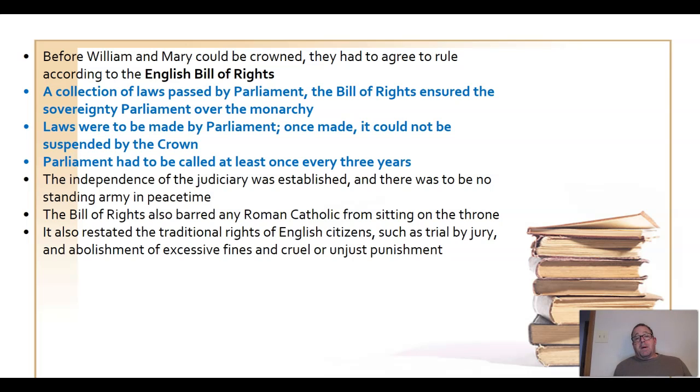Okay, but before they are coronated, they have to agree to serious reforms, and there is a collection of reforms that are collectively known as the English Bill of Rights, and essentially this elevates the position of Parliament to sort of equal authority with the monarch, so that you could look at it as lifting or empowering Parliament, but also at the same time weakening the monarchy. So there is a series of reforms and limitations placed on what the monarch can do.